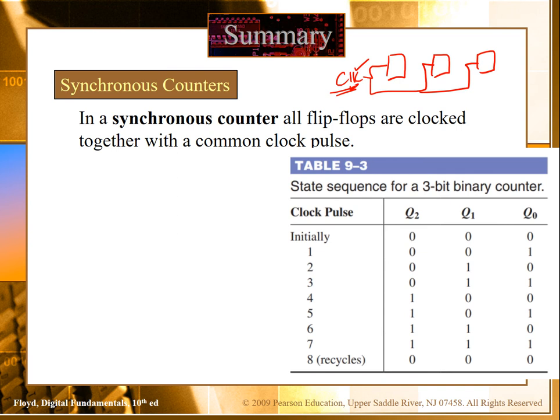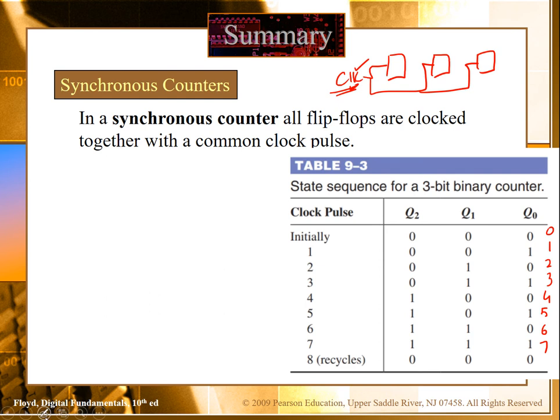So we can start with the state sequence of the 3-bit binary counter. We know that a 3-bit binary counter has a total of 8 states. Initially it is 0 0 0, then counting 0, 1, 2, 3, count up 4, 5, 6 and 7, and the 8th state is recycle.